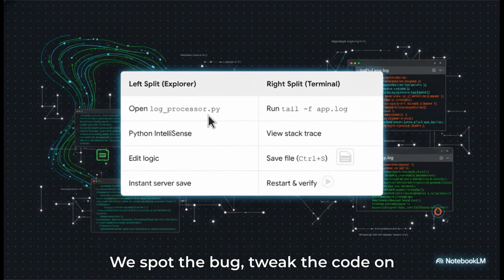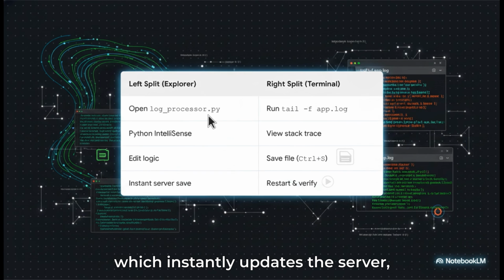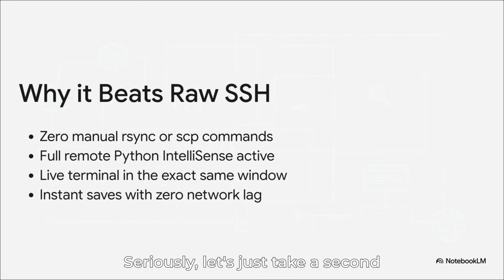We spot the bug, tweak the code on the left, hit save, which instantly updates the server, and then restart the script on the right. Just like that, the logs show success. Bug squashed. Seriously, let's just take a second to appreciate what just happened. We fixed a staging bug without ever leaving the dark-themed comfort of our IDE.